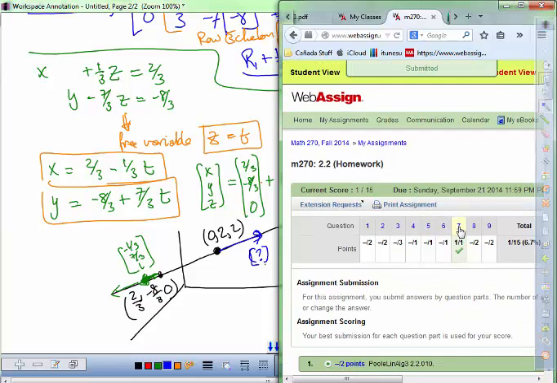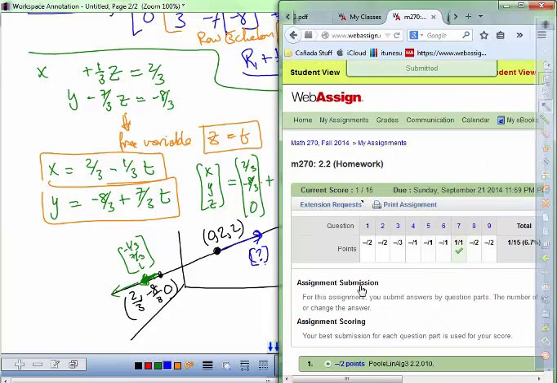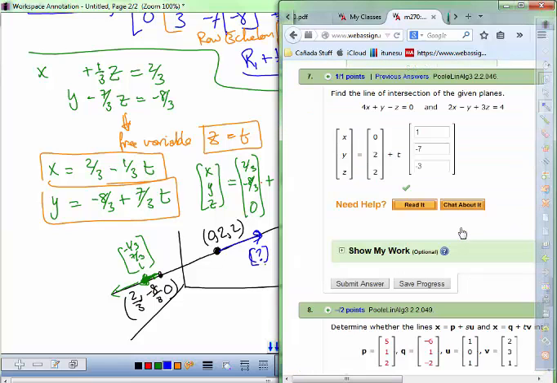So if I would have taken my vector and multiplied by negative 3 so that it would be positive 1, negative 7, and negative 3, I should still get the correct answer, because in this case, the direction of the vector doesn't matter, because it's going to describe your line regardless.